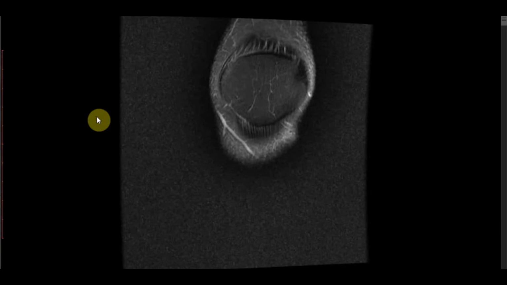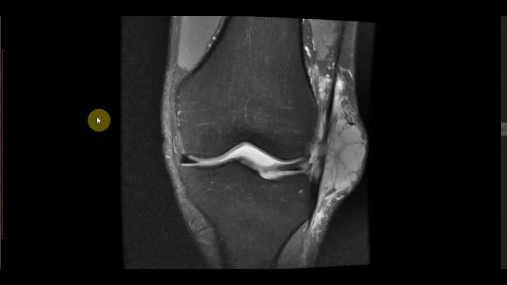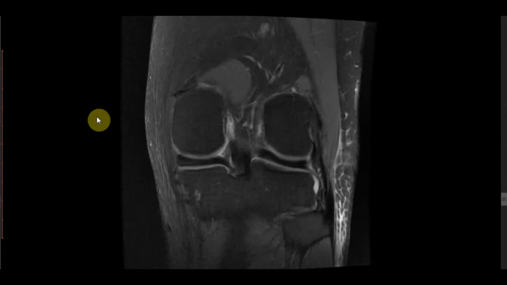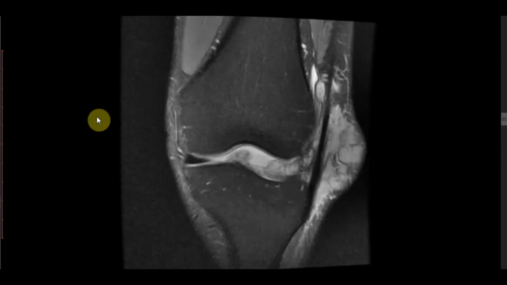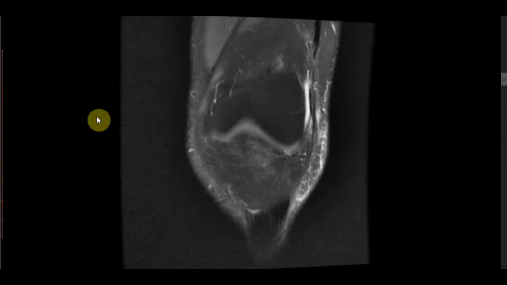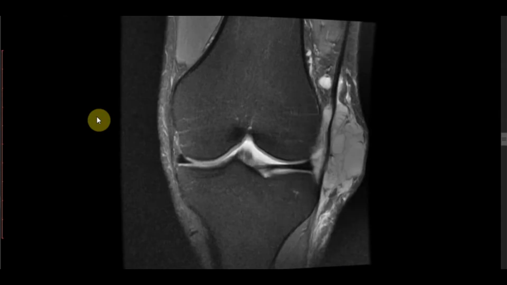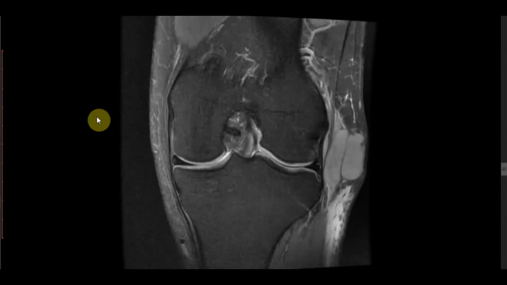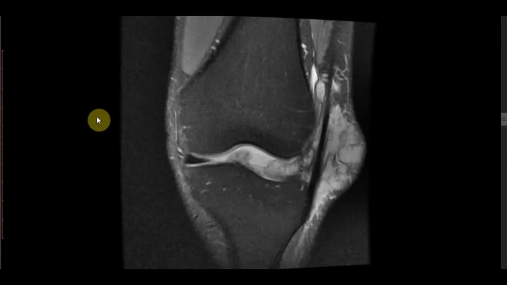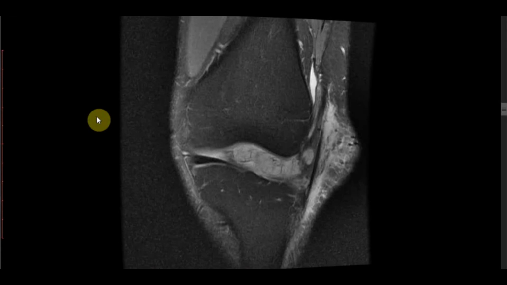This is a case of a 23-year-old male patient who presented with a palpable lump along the lateral aspect of the knee joint. As we can see, there is a hyperintense multiloculated, multilobulated lesion involving the subcutaneous plane of the knee joint. It is also infiltrating deep to the ligamentous structures on the lateral aspect of the knee joint, and this lesion is extending into the knee joint cavity. We can see that in the axial plane.